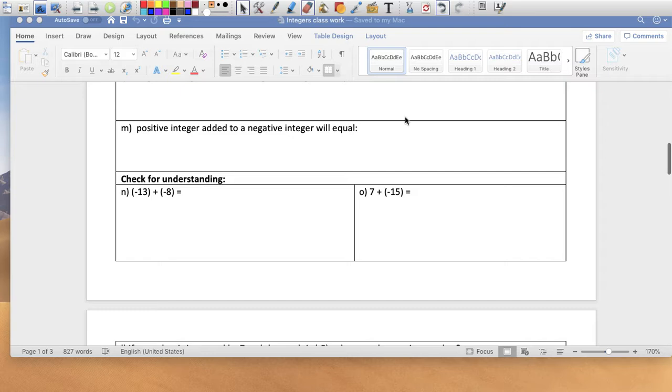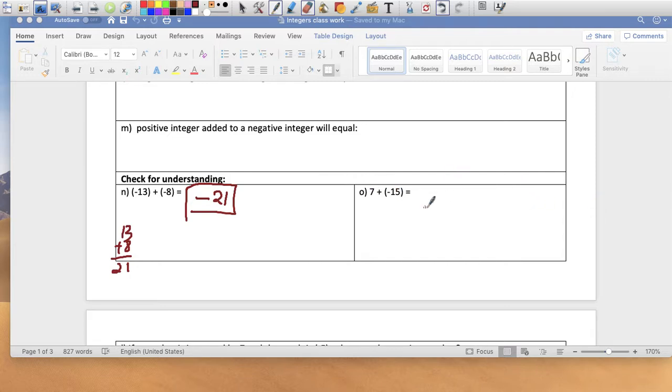All right, -13 plus -8, and I know they're both negative, so I know my answer is going to be negative. I can't make 0 pairs because they're all a bunch of negative, so I'm just going to add them. So 13 plus 8 is 21, so I'm going to have a total of -21 chips.